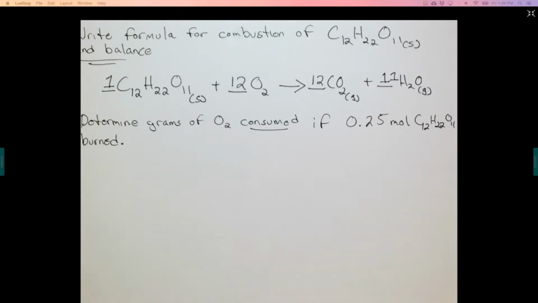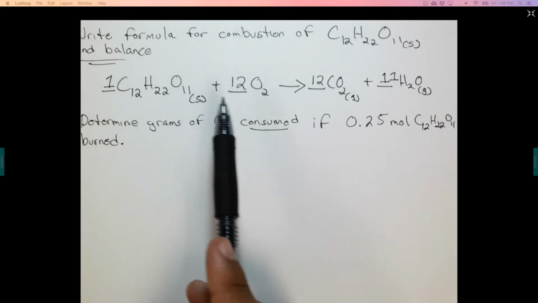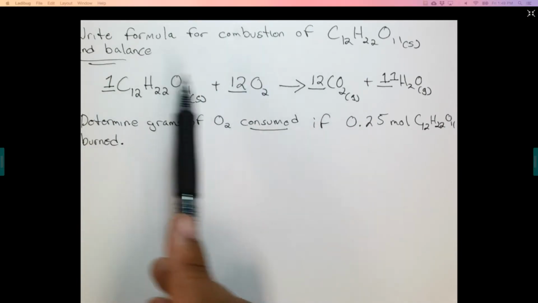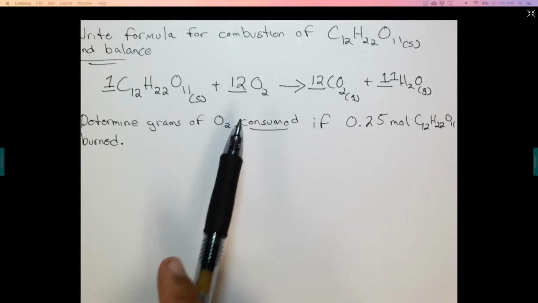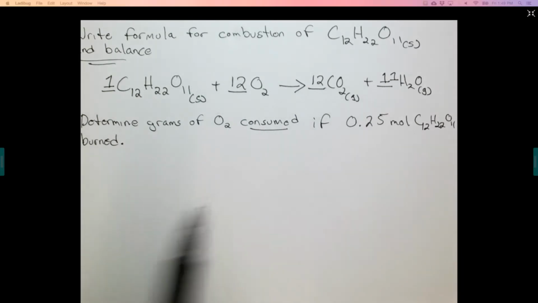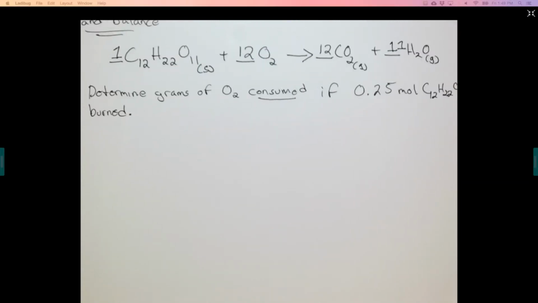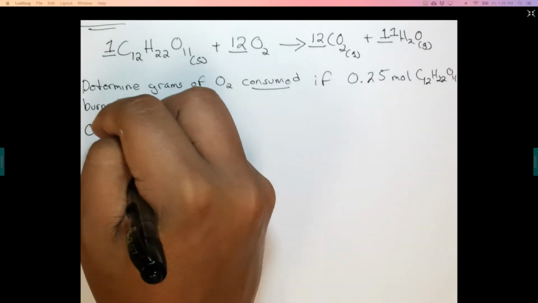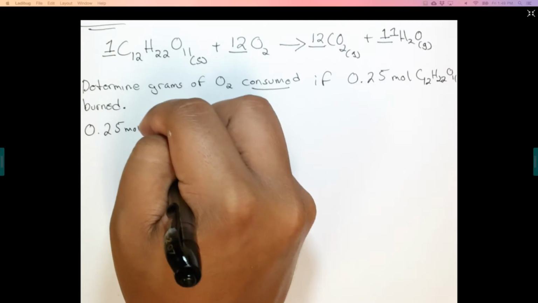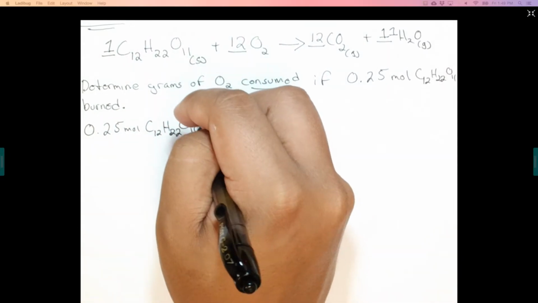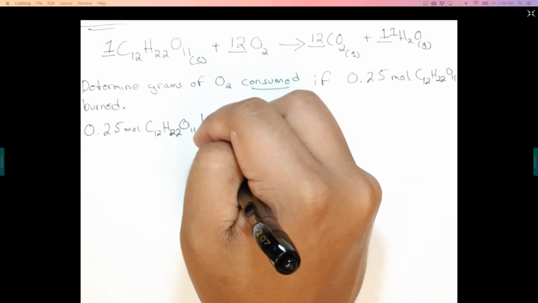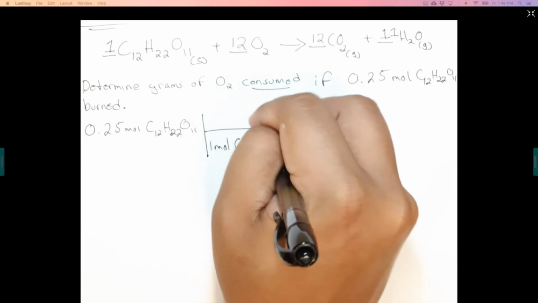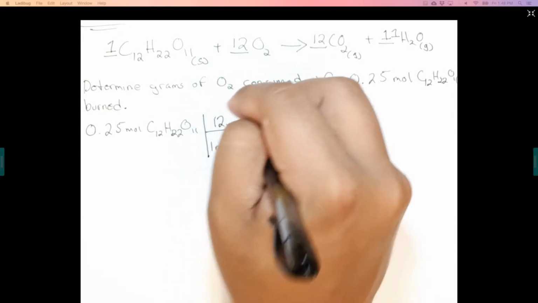And then that makes the problems much easier. From here, we are being given an amount and we need to convert using stoichiometry and the balanced chemical equation to determine grams of oxygen consumed, also dimensional analysis and conversion factors. So we will start with what we were given, 0.25 moles C12H22O11, 1 mole of C12H22O11 for every 12 moles of O2.